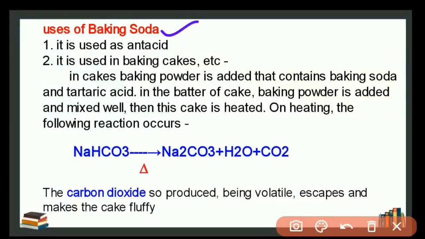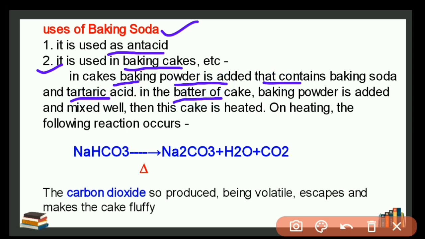Uses of baking soda. It is used as an antacid because it is a mild base, and it neutralizes the acidic effect in our stomach. So it is not harmful, and it is used in baking cakes, etc. When baking cakes, baking powder that contains baking soda and tartaric acid is added in the batter of the cake.